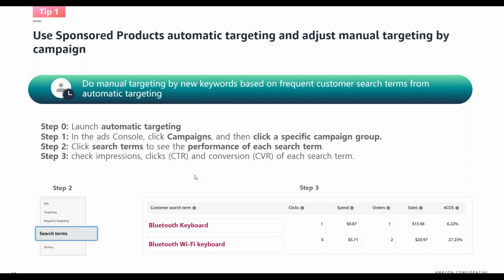So we sustain the automatic campaign as an algorithm, right? An engine that continuously feeds you effective keywords with high impressions, high clicks, and high conversion. And then we take all these effective keywords, which we call hero keywords, and we put them into our manual campaign, and we put more budget behind those.